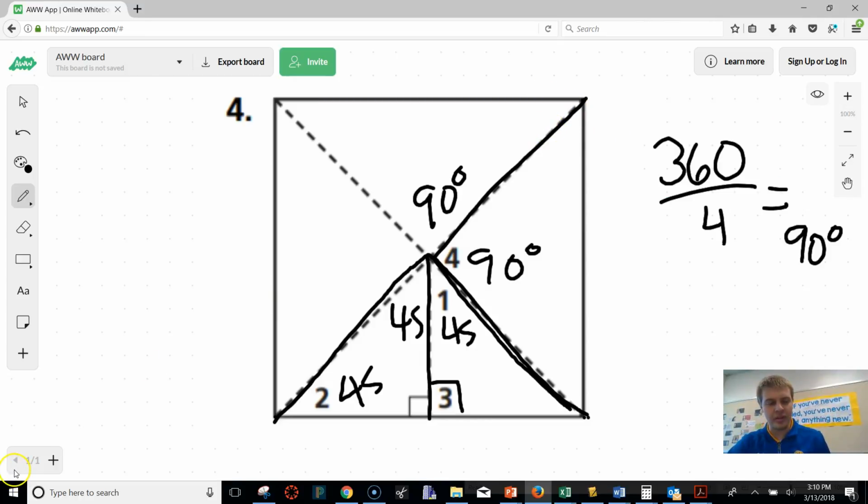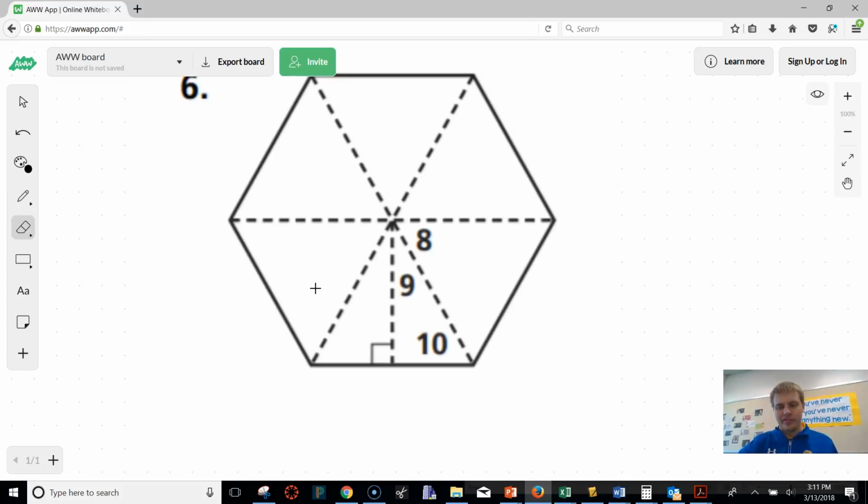Let's do another example. Okay, I'm going to do a second example of this angle type because I think I can do a little bit better job of explaining this. So again, what we want to do is find the central angle. So these are all, as you can see, central angles in here.